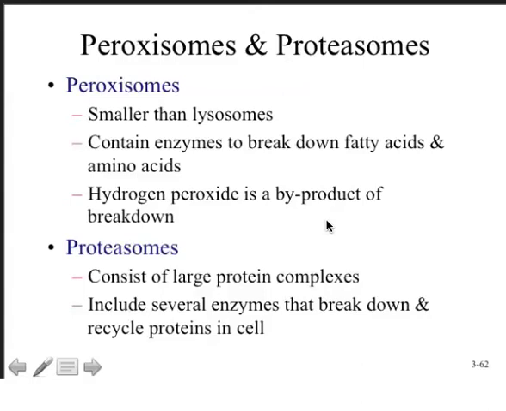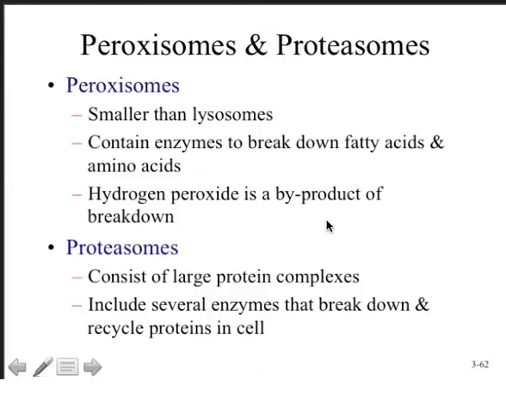Peroxisomes are smaller than lysosomes, and they contain enzymes that break down fatty acids and amino acids. Hydrogen peroxide is a byproduct of this breakdown. One of the things that peroxisomes do is that not only do they break down fatty acids and amino acids, they also serve as detoxifiers for the cell because they end up destroying molecules that are called free radicals.